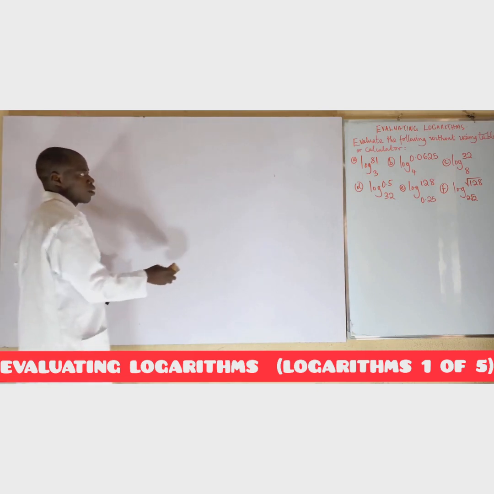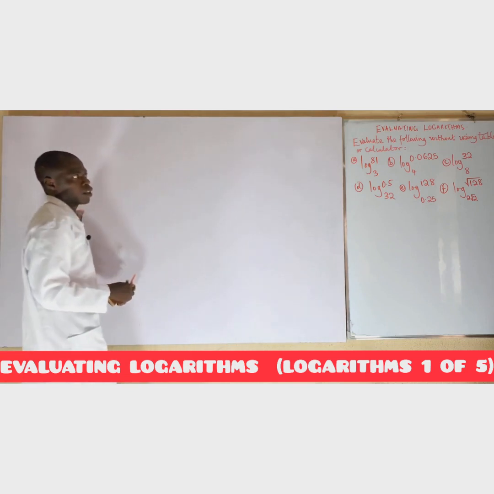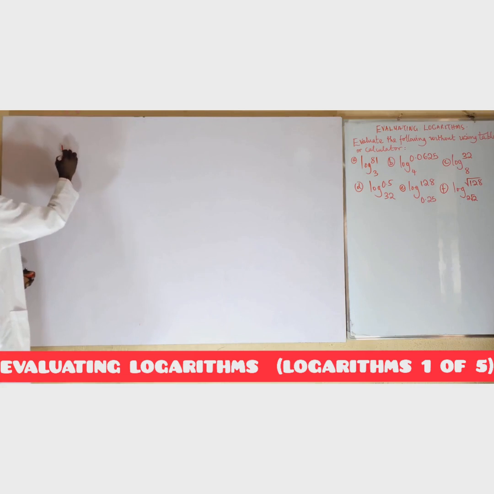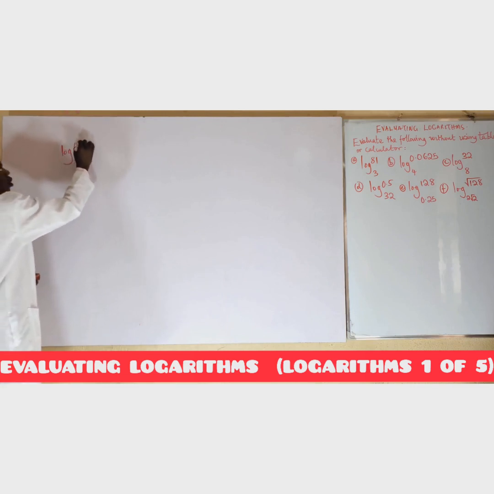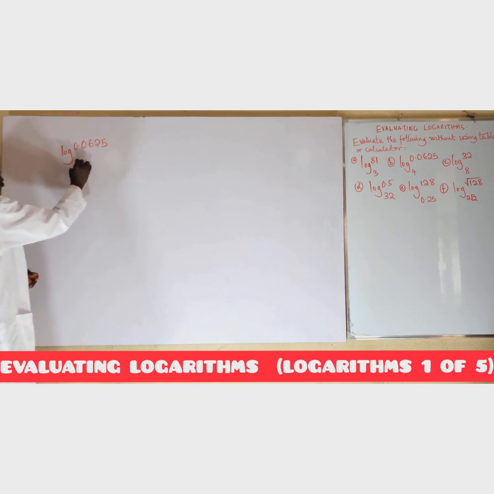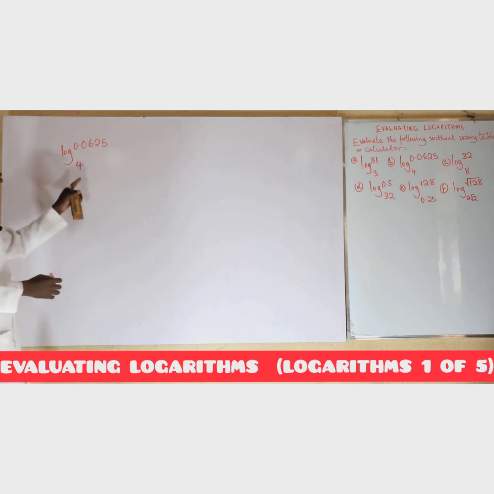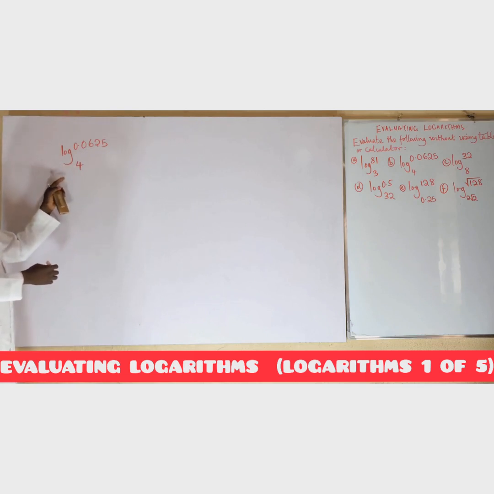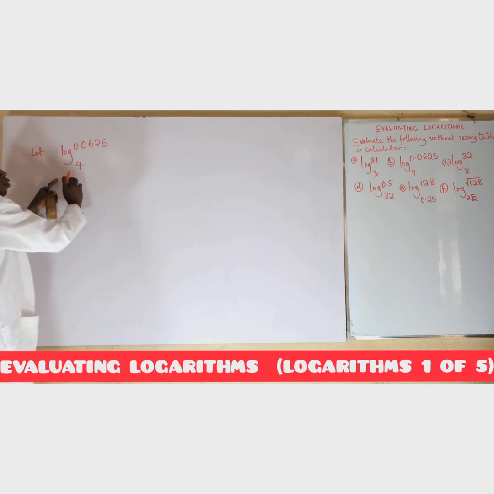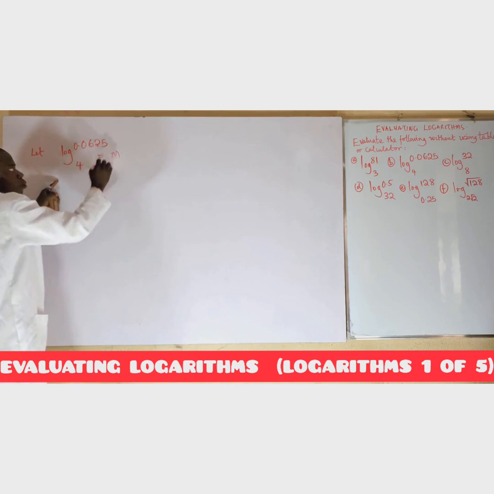Now, in the second question, we have log 0.0625 base 4. How will you solve or evaluate this? Now, you can say the same thing: let log 0.0625 base 4 equal m.